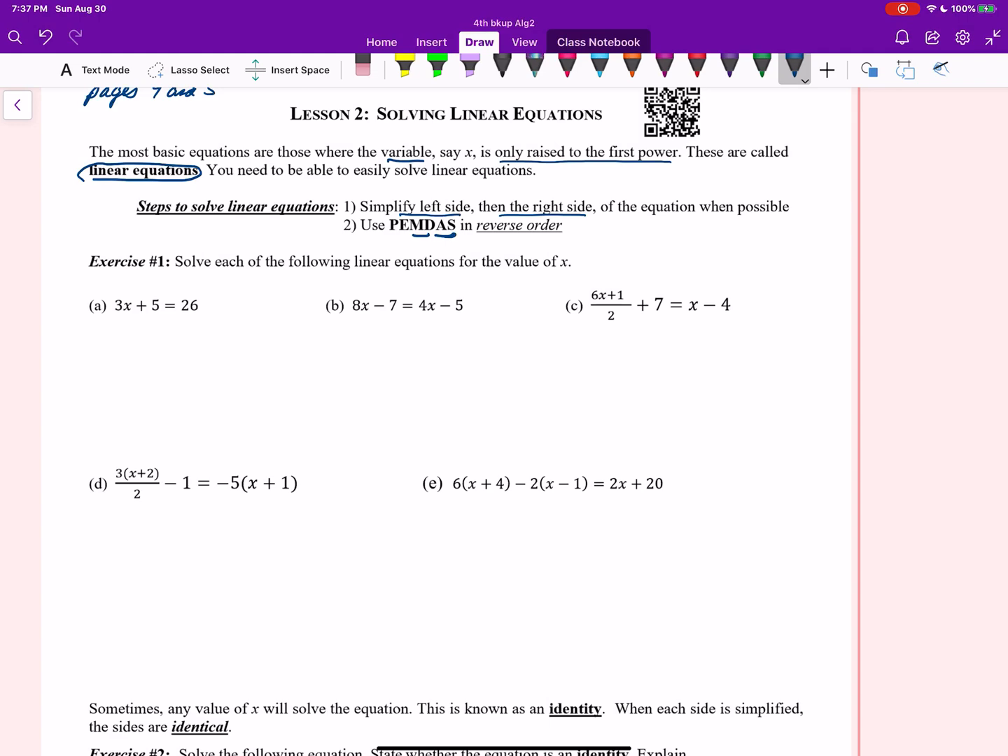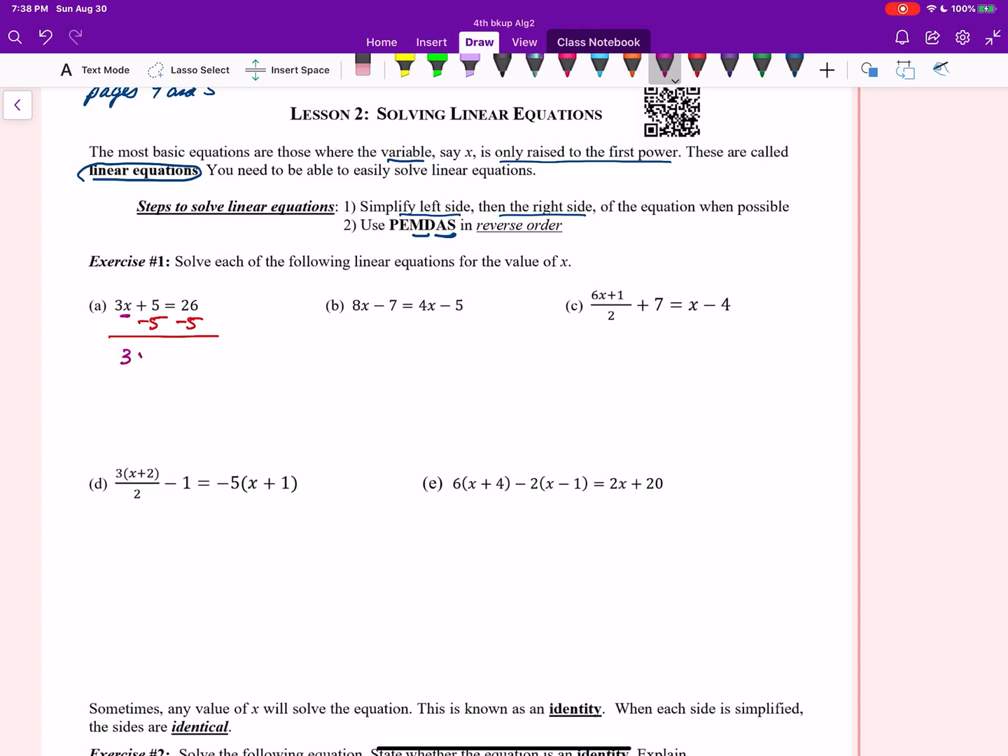Exercise number 1A, we have the equation 3x plus 5 equals 26. Well, there's nothing to simplify on the left-hand side or the right-hand side. But here is our variable x, and we would like to get x by itself. Well, we have this plus 5. So the first thing we do is undo the plus 5 by subtracting 5 from both sides of our equation. We always have to keep our equation in balance. What we do to one side, we do to the other.